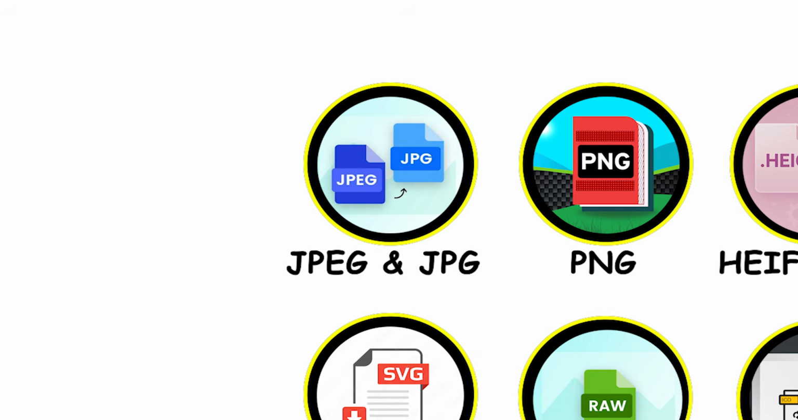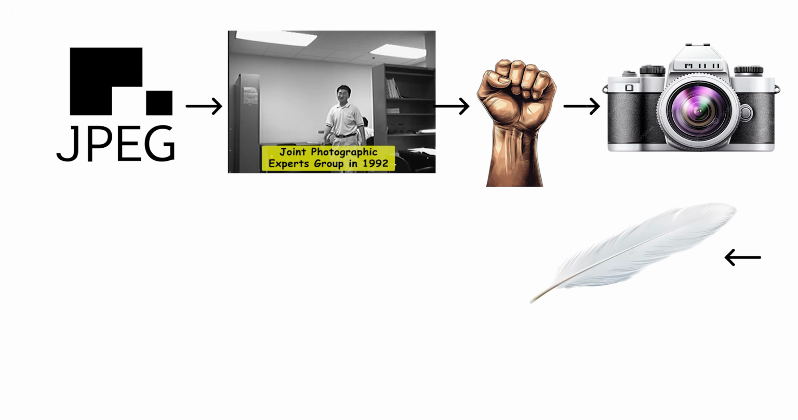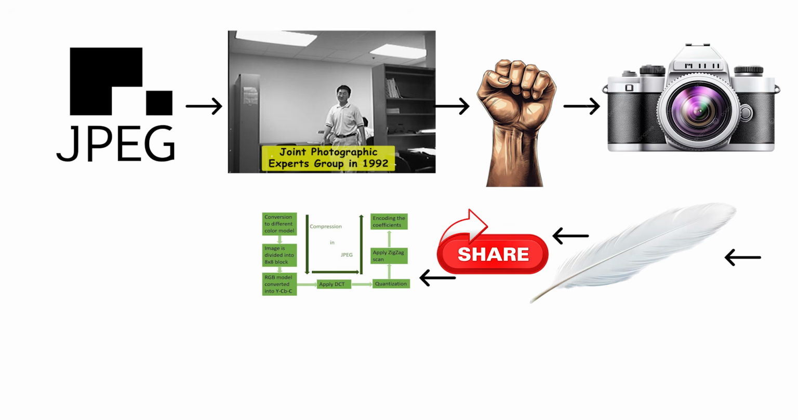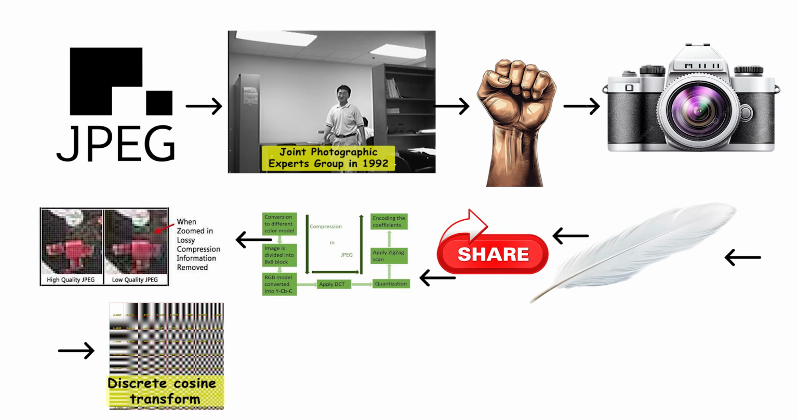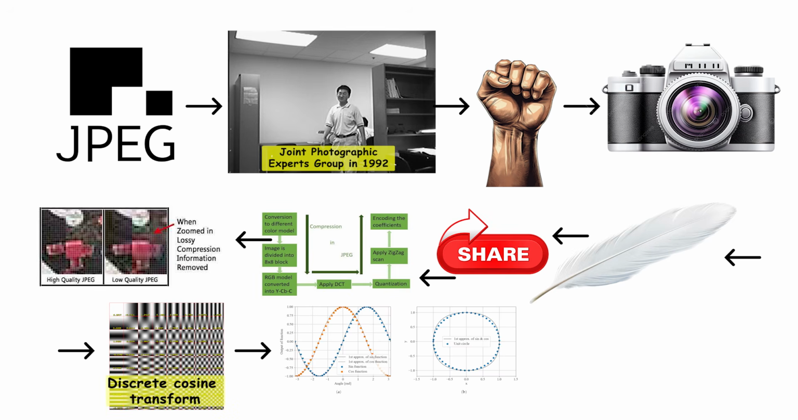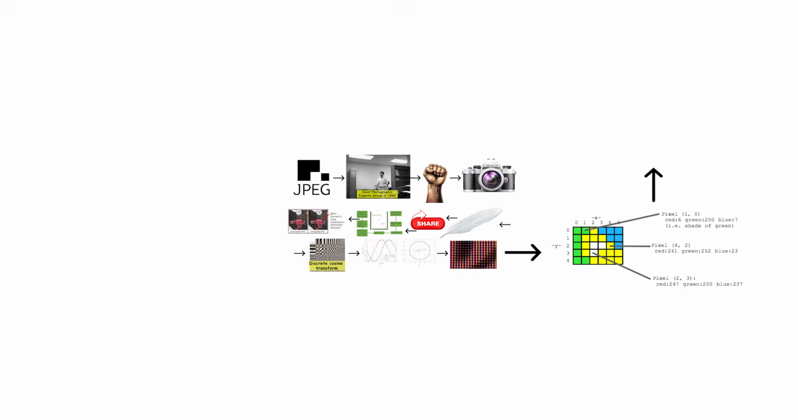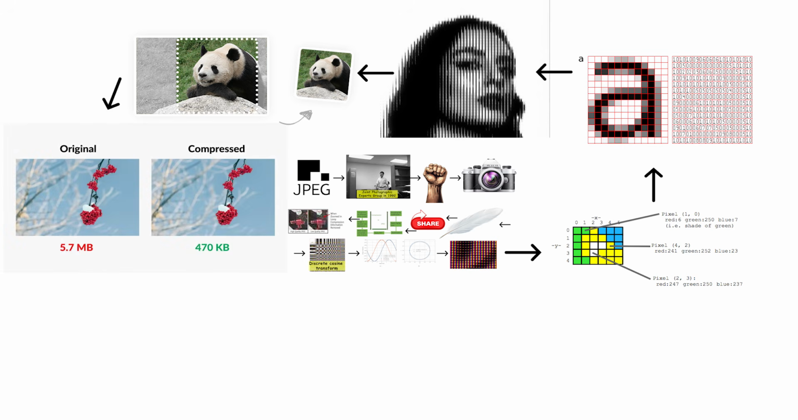JPEG and JPG. JPEG, created by the Joint Photographic Experts Group in 1992, revolutionized digital photography by making high-quality images small enough to actually share. JPEG uses lossy compression, which means it deliberately throws away data to shrink file sizes. The technique it uses is called discrete cosine transform, which approximates image content using trigonometric functions. Basically, it looks at blocks of pixels and represents them mathematically rather than storing every individual pixel value. You can adjust how aggressively JPEG compresses, trading quality for file size.